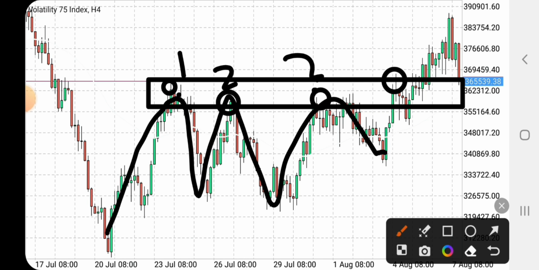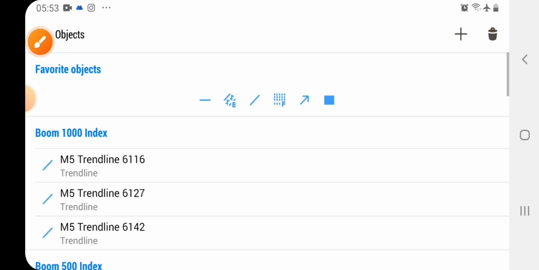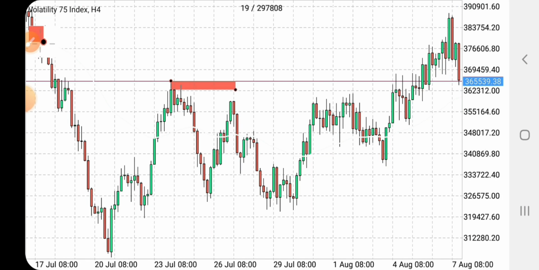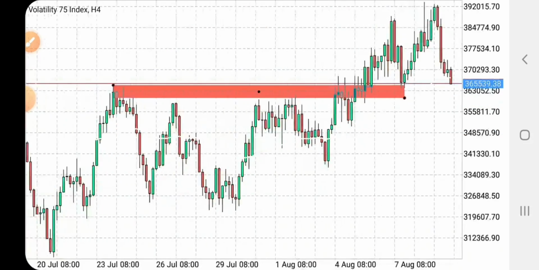So what you are going to be waiting for is the price not just to bounce so that you sell, but you're waiting for the price to break above here so that you buy, right? So how do you do this? Let me just simply pick these two, and I will mark out this key level right here. Okay, so this is basically the key level.